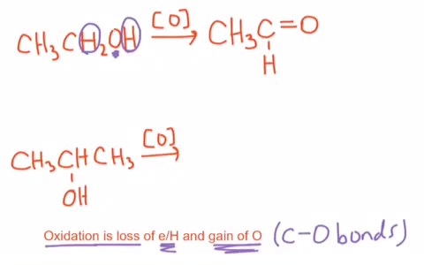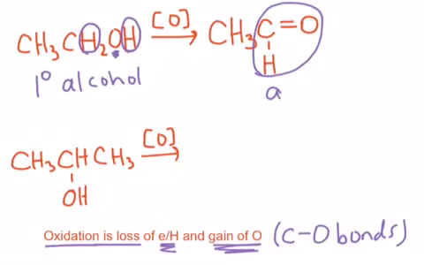This reaction took a primary alcohol, oxidized it, and turned it into this functional group here, which is at the beginning of the chain, and therefore an aldehyde.